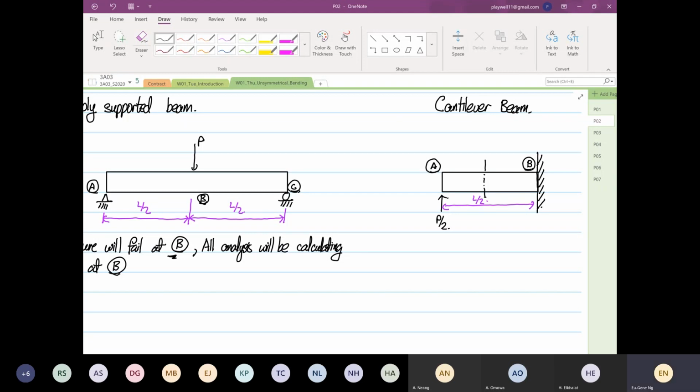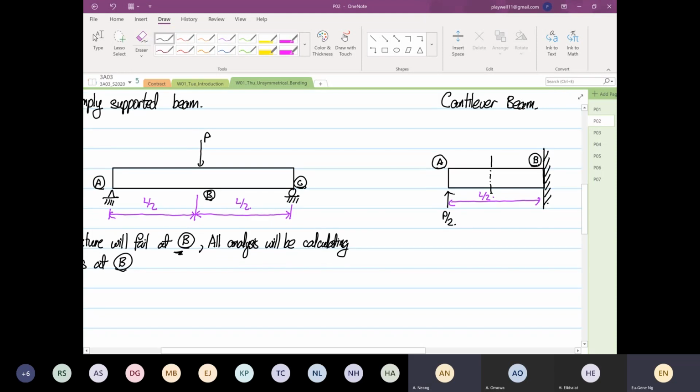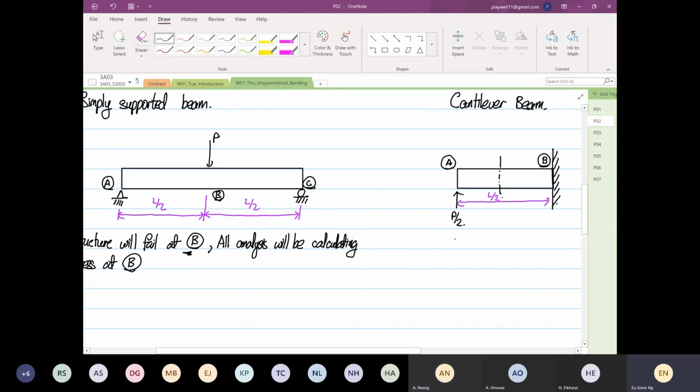I'm not saying that you're wrong. I'm asking you why. Hello. Sorry, I didn't hear you there. Would it not like snap off? Oh wait, we're only looking at half. Sorry, never mind. No, you're right. Don't say never mind. Okay. At B is where it will fail. So the structure will fail at B.